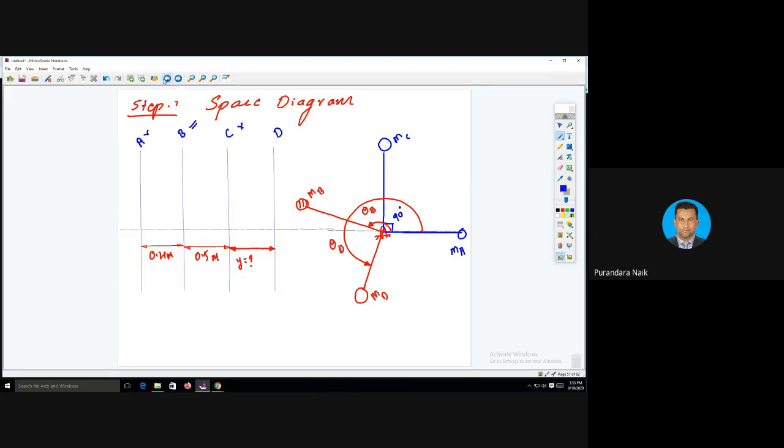For D, we have one value. Magnitude is known, but angle is unknown. So you cannot take D. The better option is B. You need to select B. If you take B as a reference plane, then only you can solve this problem. Otherwise, if you take A, C, or D as a reference plane, then it will be wrong. You cannot solve the problem. You cannot reach till the end.